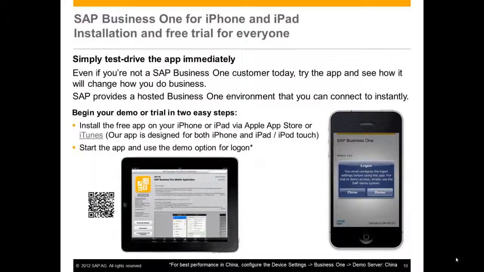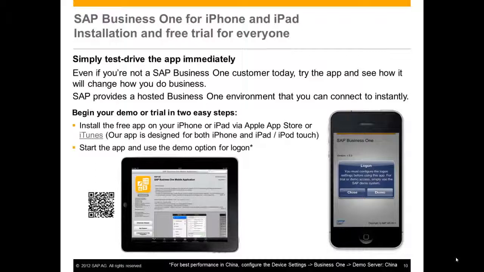Now, I mentioned to you when I started today's presentation that you are able to test drive the application immediately. So even if you're not an SAP Business One customer today, you can go and download the SAP Business One mobile application from the App Store and see how it works. At SAP, we're providing a hosted SAP Business One environment that you can connect to instantly. So how do you do it? Step 1. Install the free application on your iPhone or iPad via the Apple App Store or via iTunes.